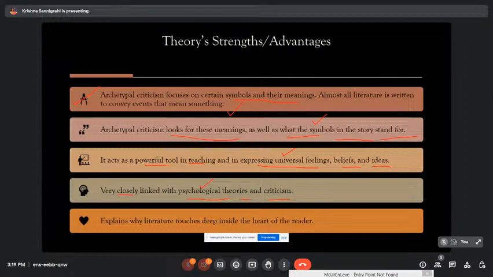So archetypal criticism is trying to make an appeal to these aspects which are there in our mind through the use of certain symbols which are universal and recurrent in the field of literature. Then it also explains why literature touches deep inside the heart of the reader.